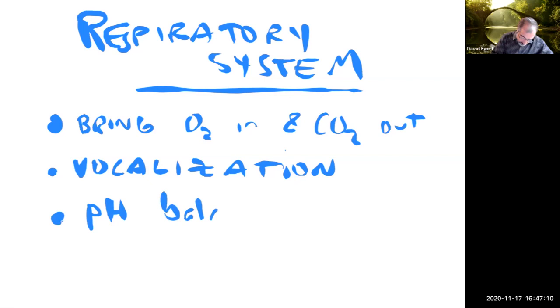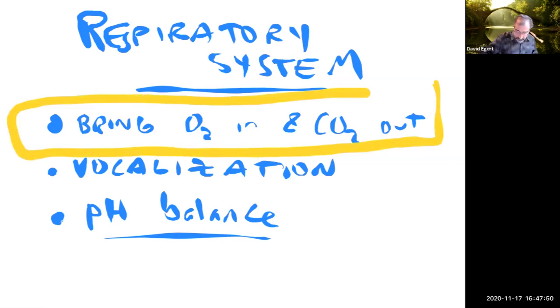pH balance. Your respiratory system is going to be one of the major players actually in pH homeostasis. By changing the amount of carbon dioxide in your body, you change the amount of carbonic acid, which changes the pH. So we're going to talk about that in more detail as well. We'll talk about how by changing the depth of your pulmonary ventilation, you can actually bring your pH up or down by like 0.2 pH units or so. But we're going to focus primarily today on this.